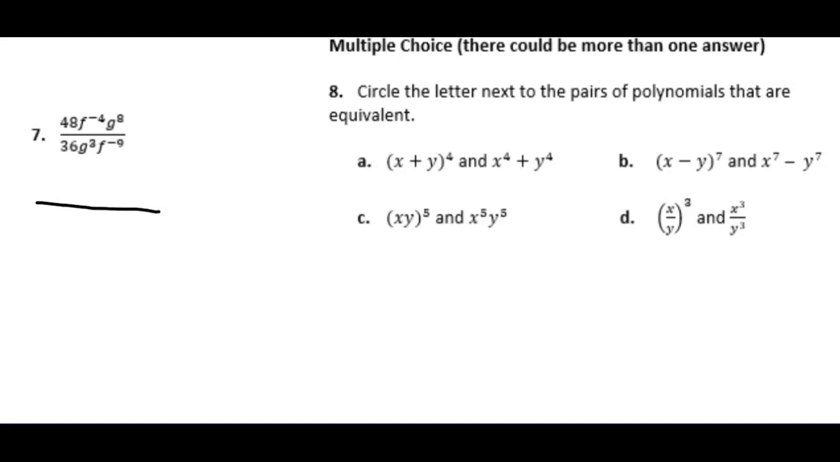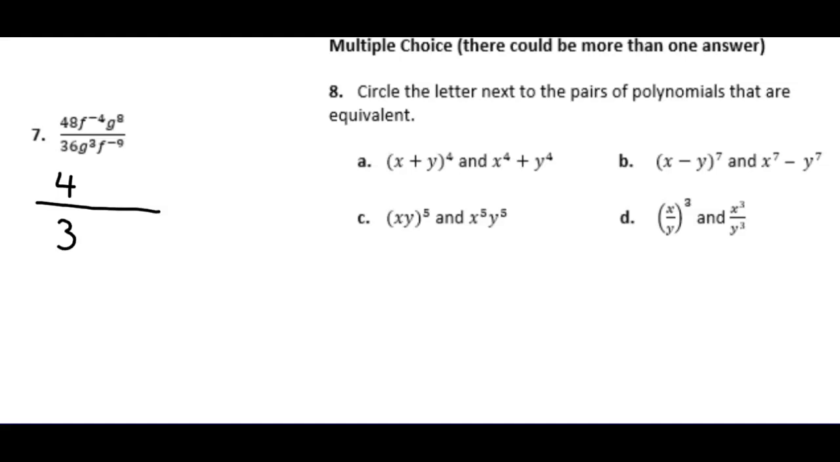What do I do with my numbers? Take out the greatest common factor. What common factor do 48 and 36 have? 12. So 48 divided by 12 is 4. 36 divided by 12 is 3. Nice job. Okay, so now I've got F's and G's, and they're all mixed up.